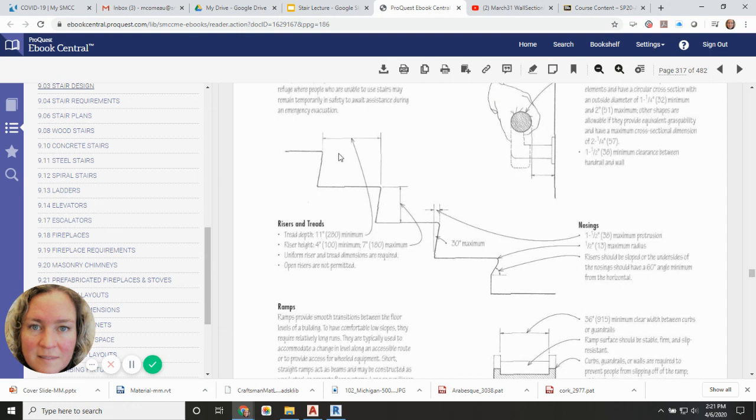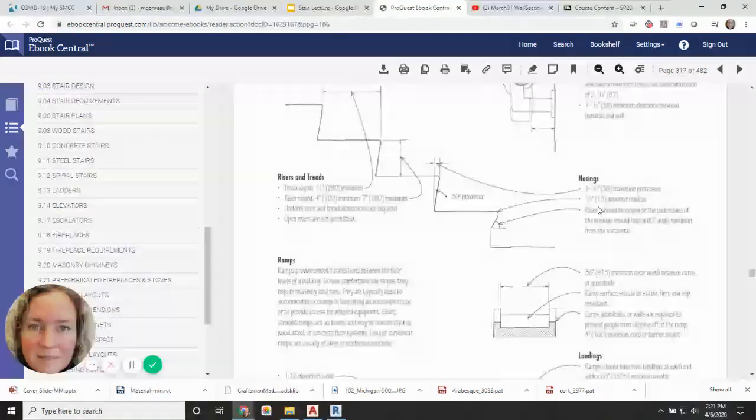The tread depth is measured from nosing to nosing. That's important to know. And your riser is measured from top of tread to top of tread. And your nosing protrusion is, in this case, because these are angled, probably precast concrete stairs that we're seeing a profile of, that angle must equal a minimum of a quarter of an inch, I believe, and a maximum of 1.5 inches. So this is another variation of that nosing.